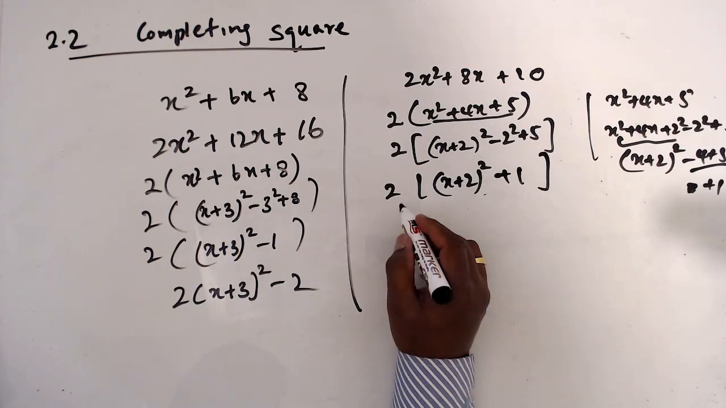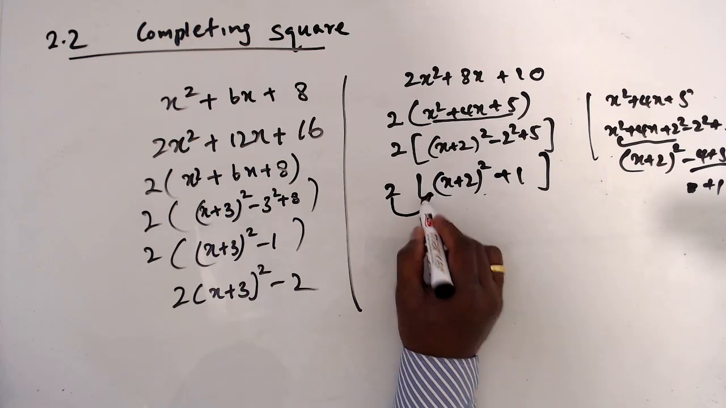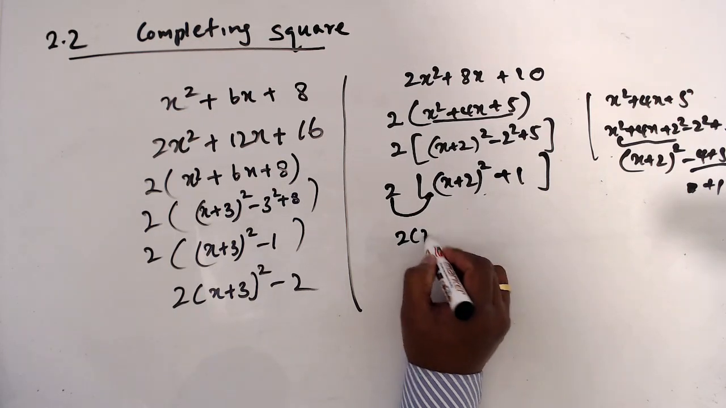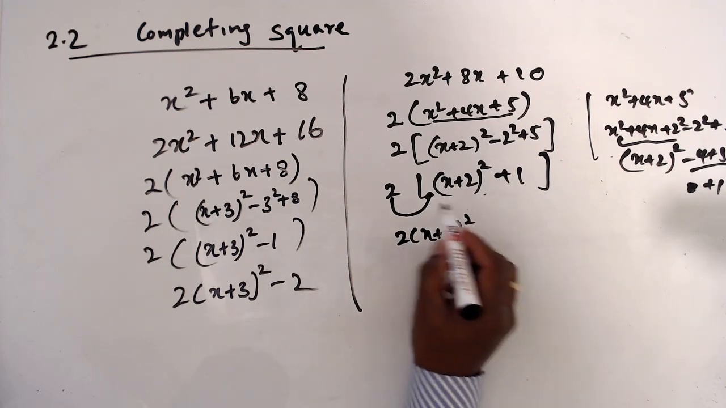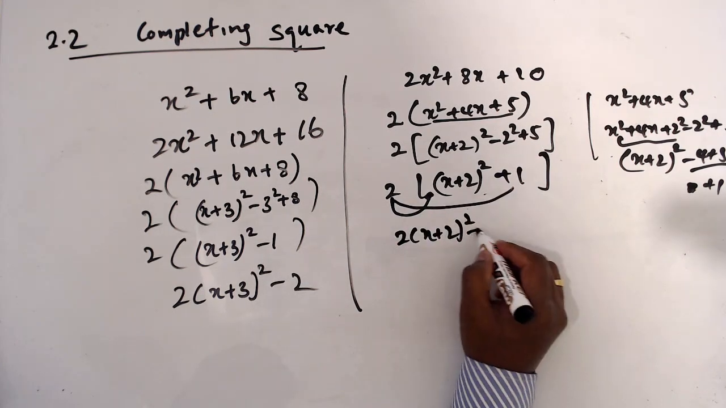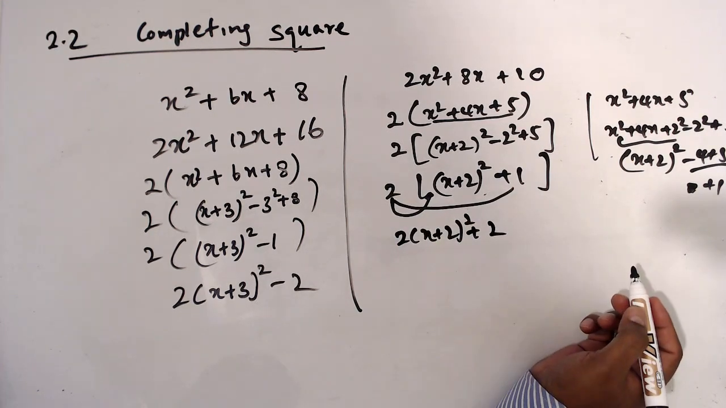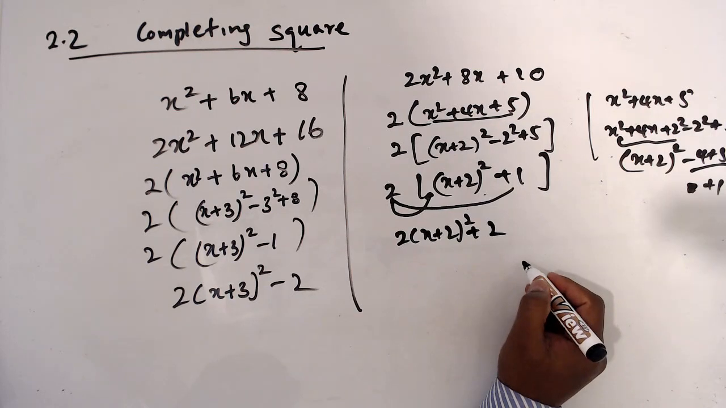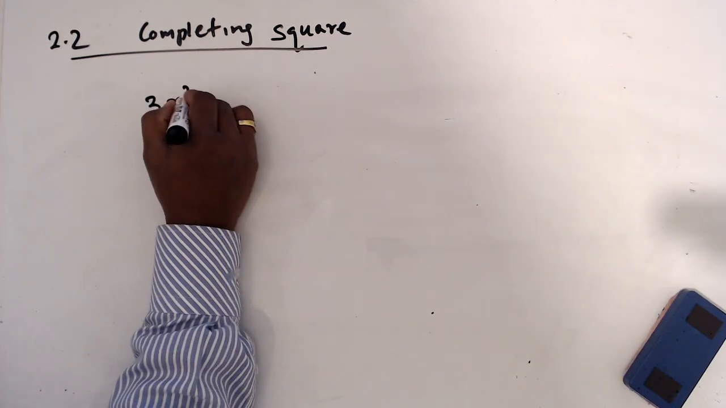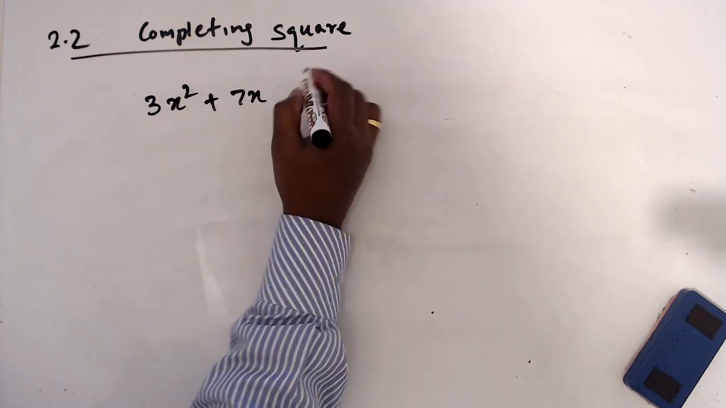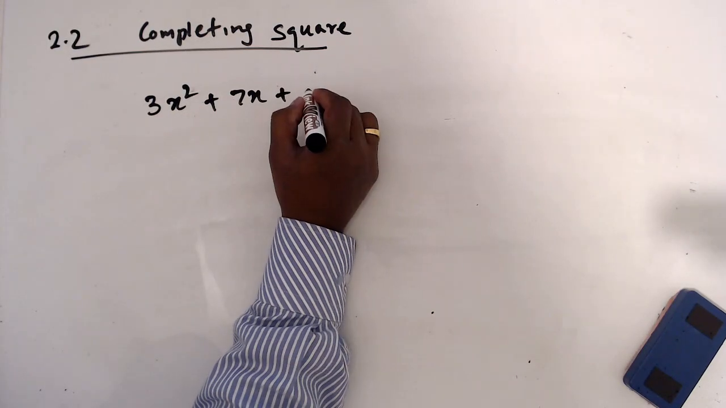Now expand the bracket. 2 times x plus 2 square and 2 times plus 1. This gives 3x square plus 7x plus 4.